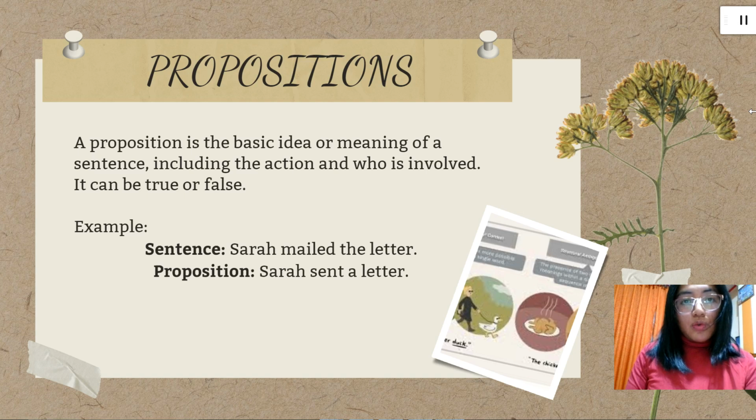By putting these two elements together, the action and the participants, we get a proposition that conveys a complete idea. So look at this example. Sarah mailed the letter. The proposition is that Sarah sent a letter. So these examples highlight how a proposition summarizes the key elements of a sentence: what action takes place and who performs it.